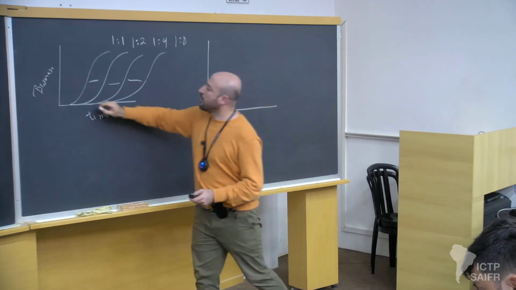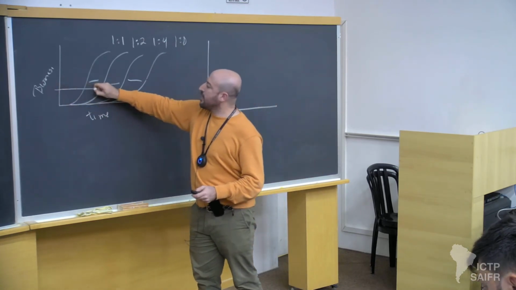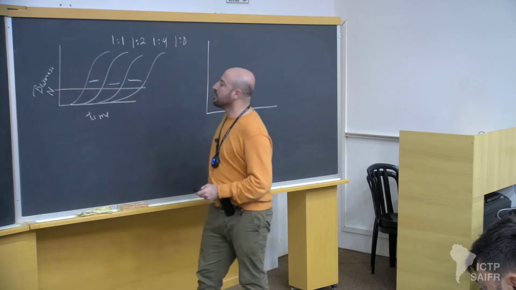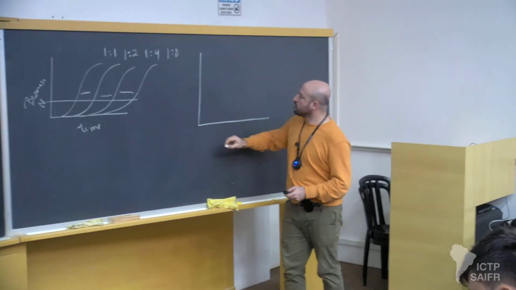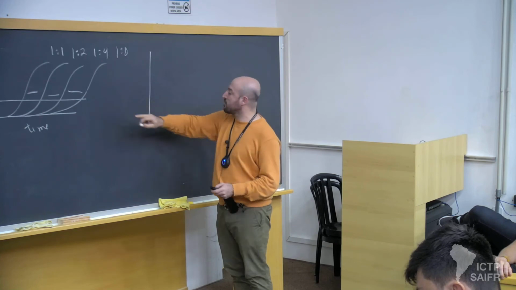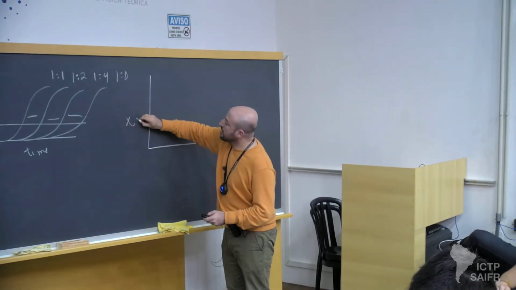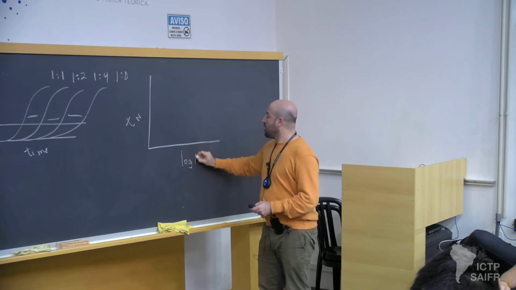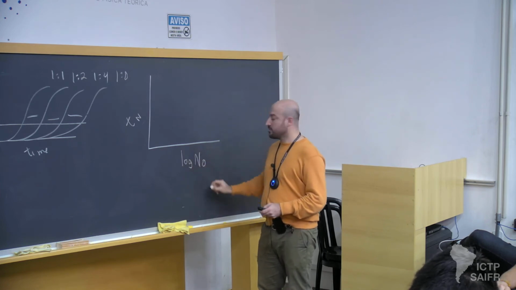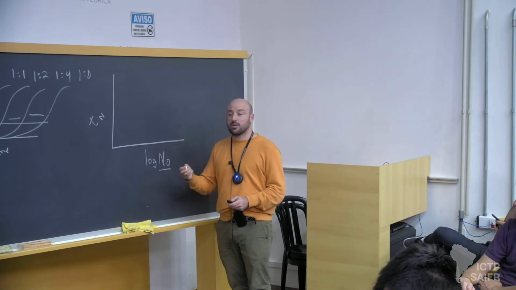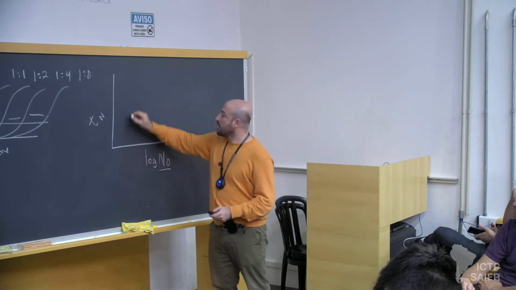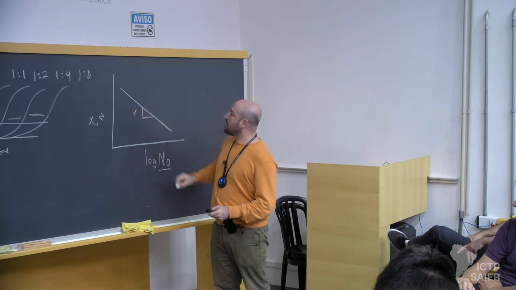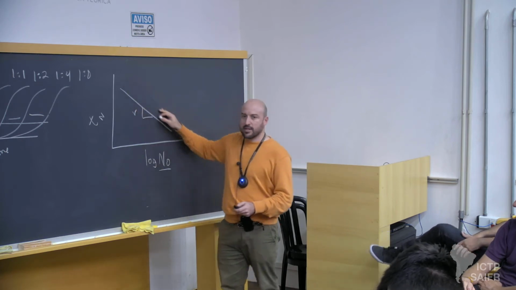So if you plot, for example, what you can do is plot the time it takes to get somewhere here. Let's call this n. And the time it takes you to get there, t to n, divided by the log of the initial cell number. This is the initial condition, your dilution. Then you should get something like this, where this slope is the r. But the important thing is that this is a straight line.